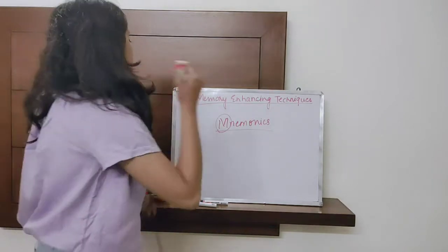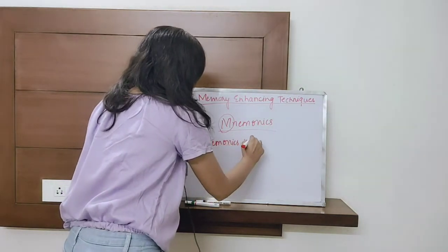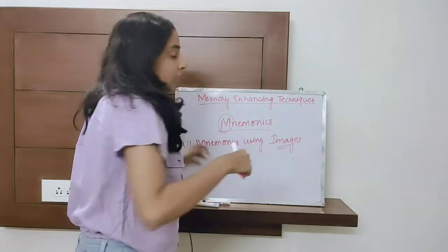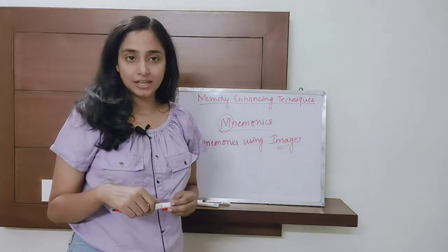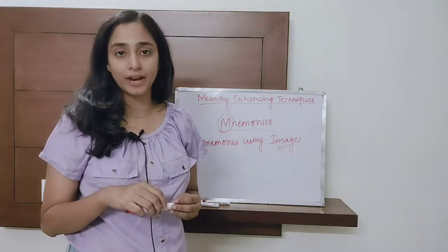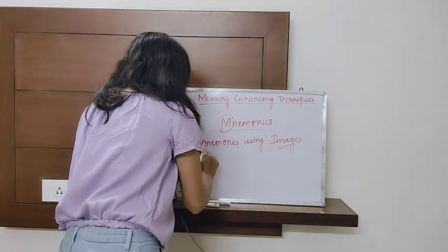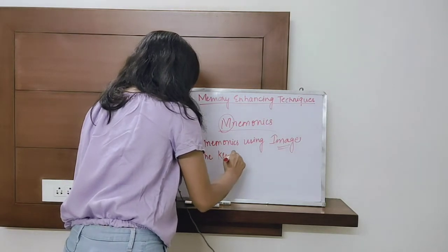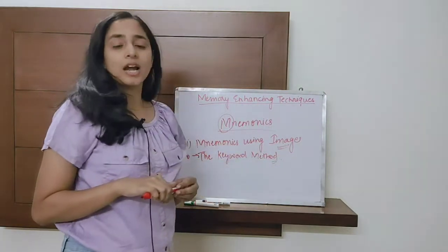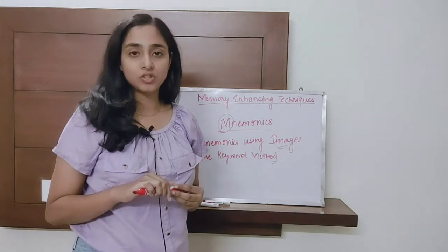The first kind of mnemonics are the mnemonics using images. Mnemonics using images are those techniques where we take support of an imaginary image or visual inside our mind to recall any kind of information. The first type is the keyword method. Rather than explaining all the techniques theoretically, I will be giving examples of each technique.